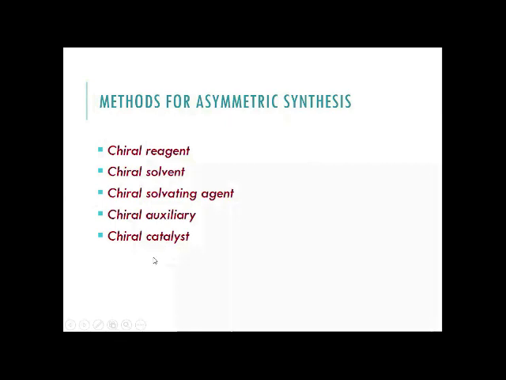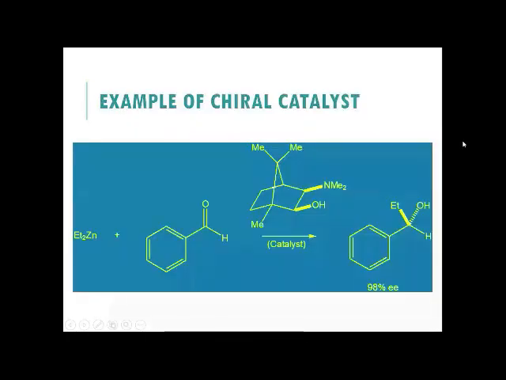Apart from these two methods, the chiron approach as well as the chiral auxiliary approach, in many reactions we can use chiral reagents, chiral solvents, chiral solvating agents, chiral auxiliaries, and chiral catalysts for asymmetric synthesis. Here is one example where they have used a chiral catalyst, with diethyl zinc in the presence of benzaldehyde. By using this chiral catalyst, they have produced the chirality center at this keto group, and it has 98% enantiomeric excess. That is 98% pure.